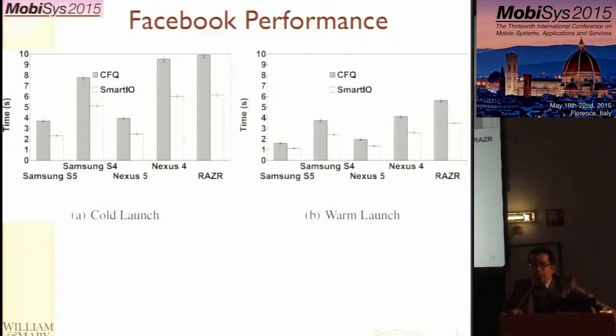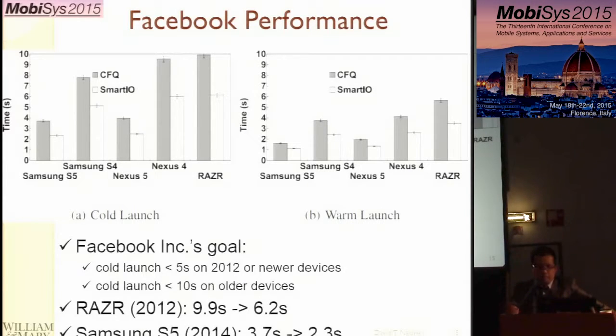So, in order to evaluate fully also on the application layer, we have two ways to do that. Well, we can use a stopwatch, but that's imprecise, right? Or we can modify the code just by adding some timestamps. So that's what we did with a Facebook application, and we evaluated on 5 devices, cold launch and warm launch. Just a perspective, Facebook Inc. actually has a goal to have cold launch delays less than 5 seconds on 2012 or newer devices, and less than 10 seconds on older devices.